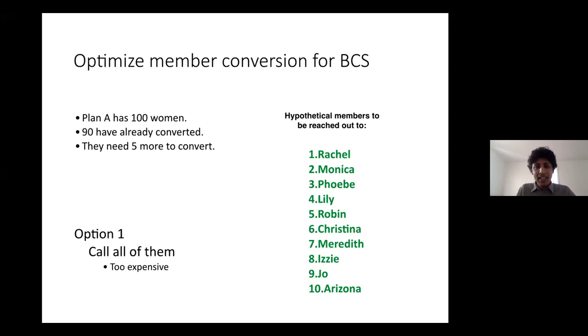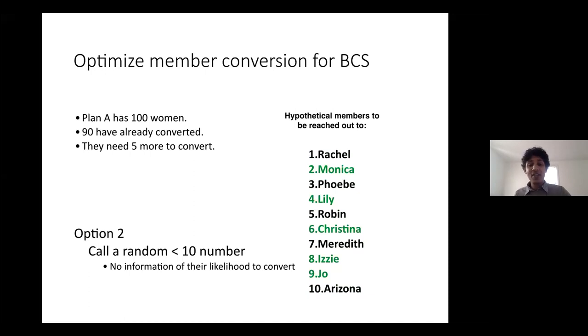So then the next option is calling a random number of people, less than 10, seeing whether they will convert. So now this is good because it saves money for the health plan, but it's also bad because there's no information of like the likelihood of people to convert that who you call. So you could call someone, but that person might not necessarily convert. And if you call only 5, you might actually not get to 95 if someone doesn't convert. If you call higher people, obviously there's more likelihood of getting to 95, but then again, your expense goes up. So there's a trade-off, right?